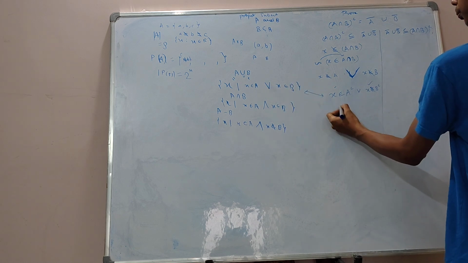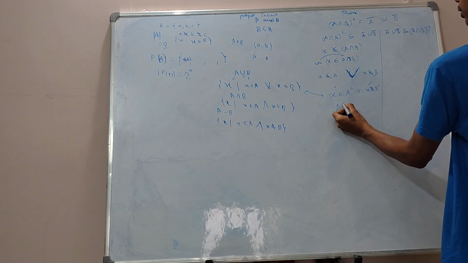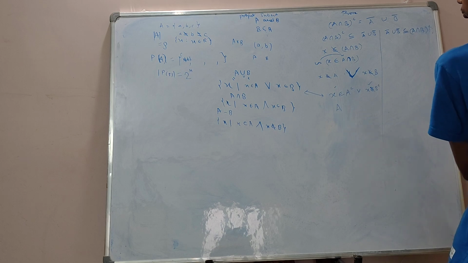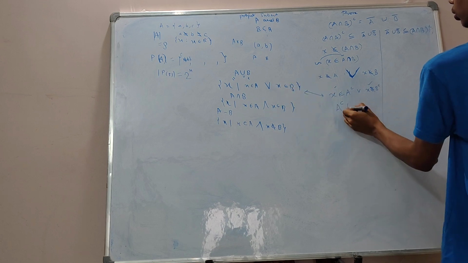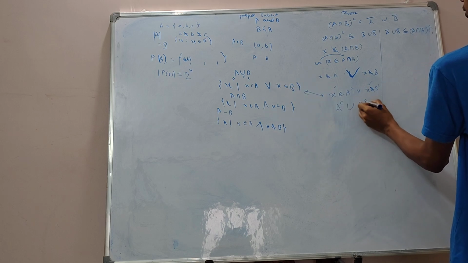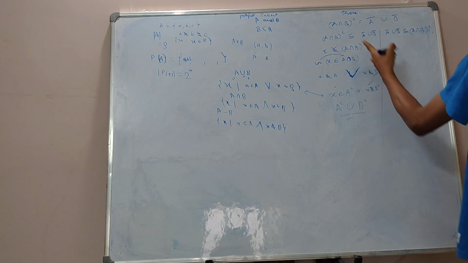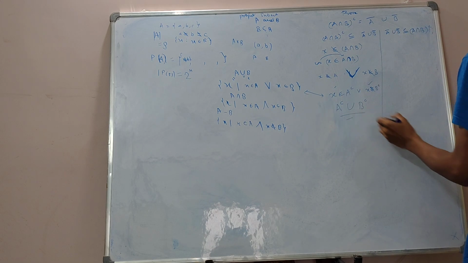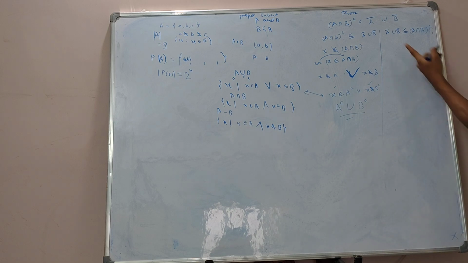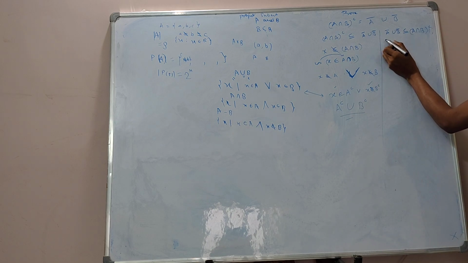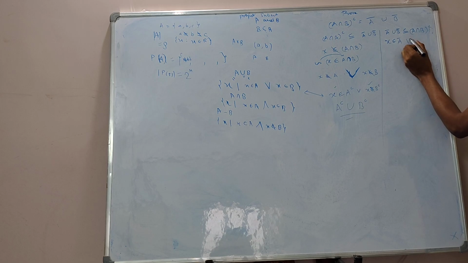So I can write A complement union B complement, right? This I proved, and this is a subset, right? And here the same thing I am going to prove. What can I write this as? x belongs to A complement, or x belongs to B complement, right?